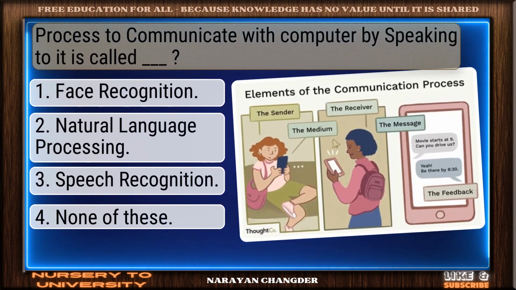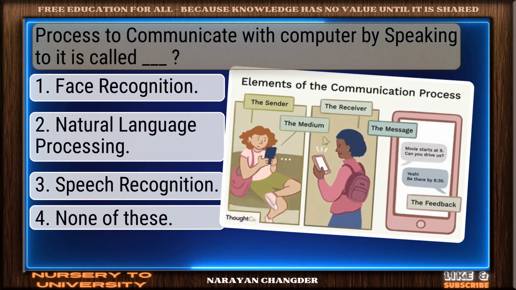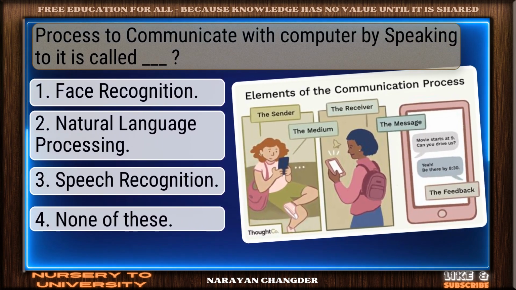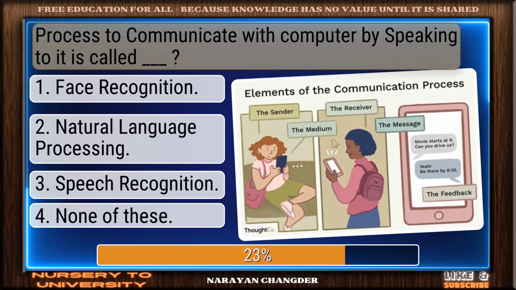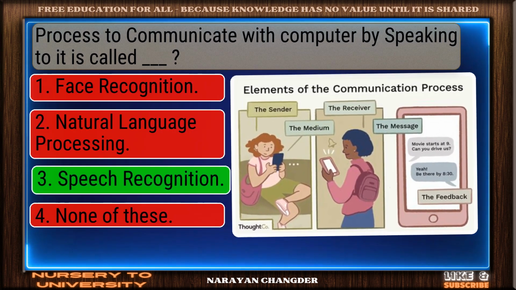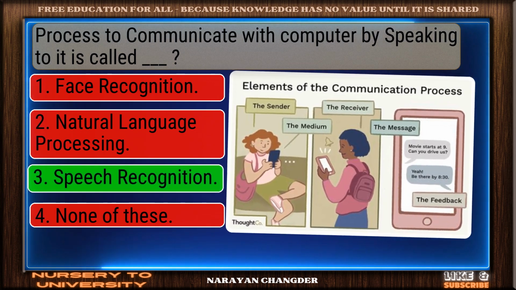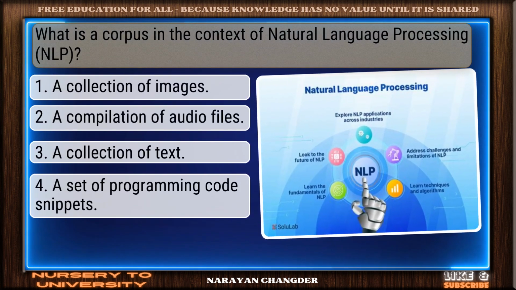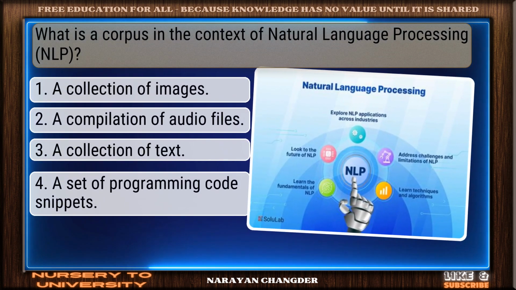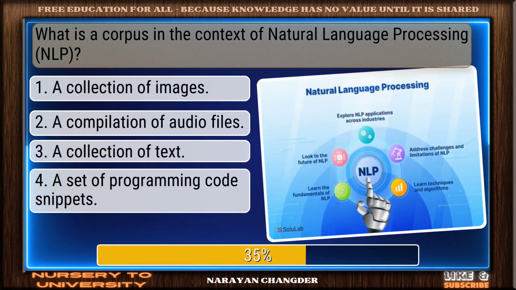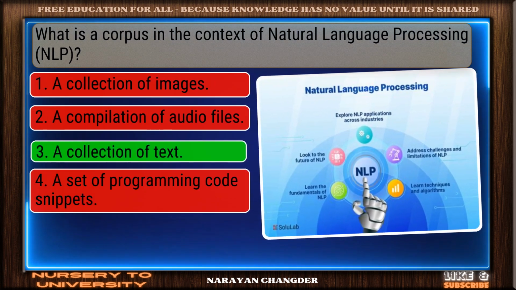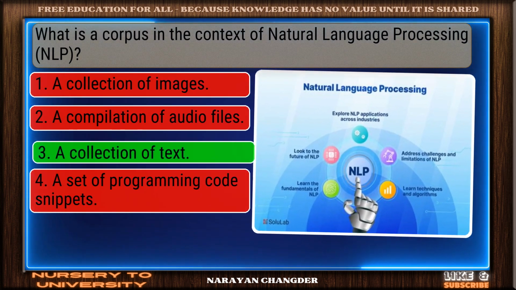Question number 16. Process to communicate with computer by speaking to it is called dash. Well done. Speech recognition is the right choice. Question number 17. What is a corpus in the context of natural language processing? Right choice. A collection of text is the best answer.